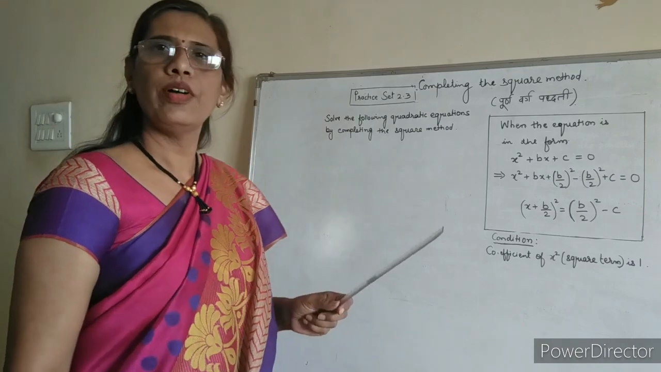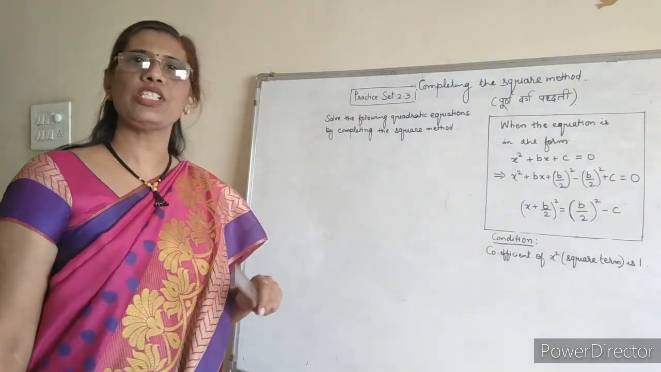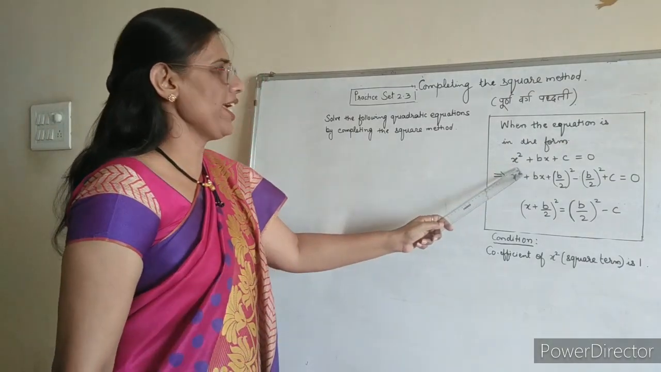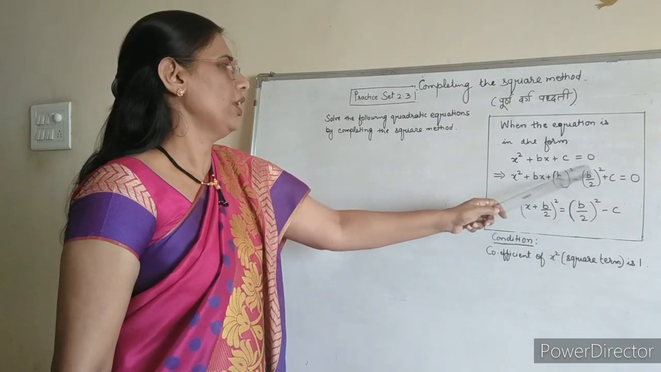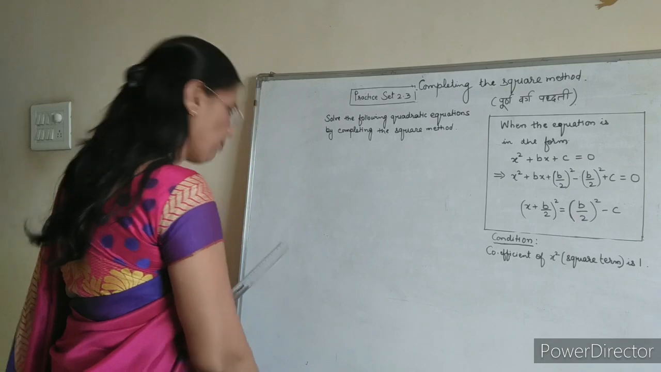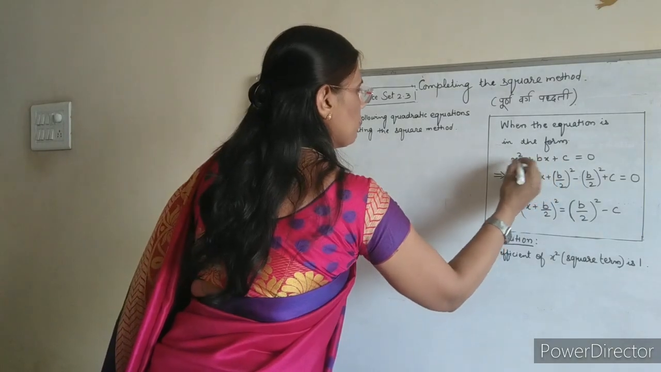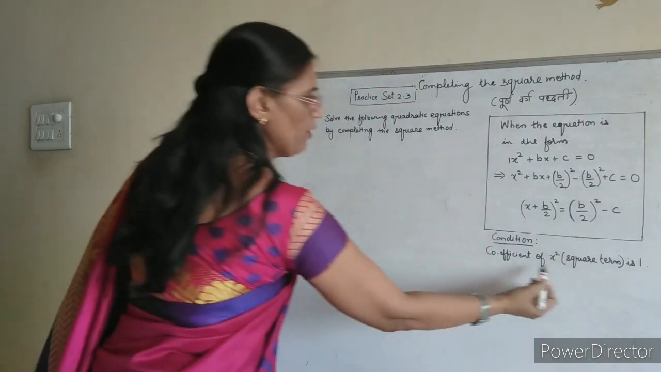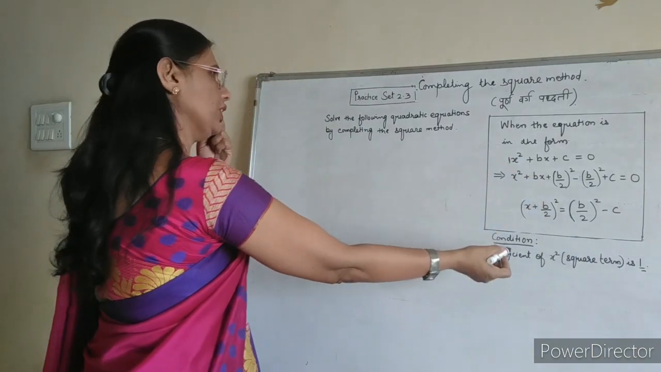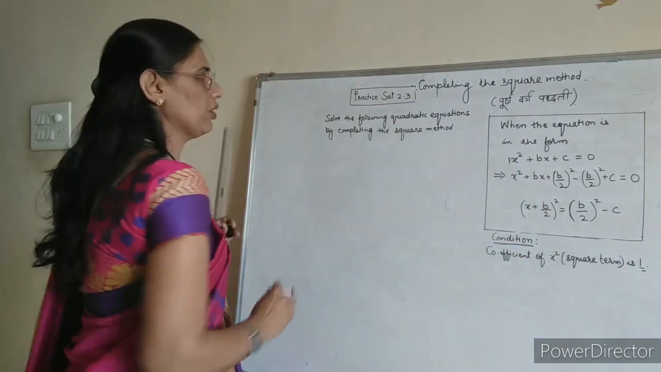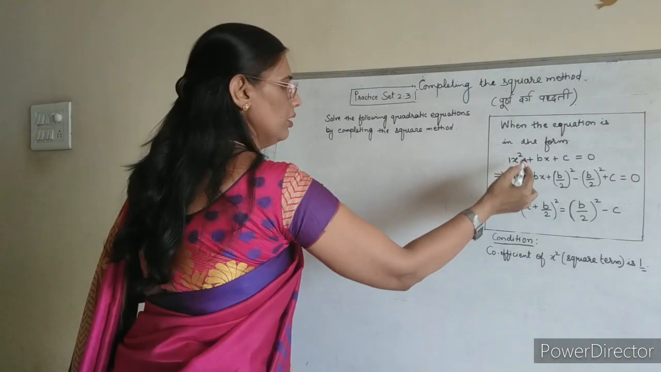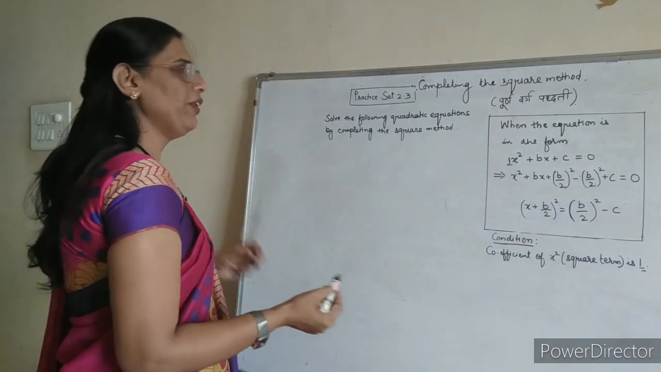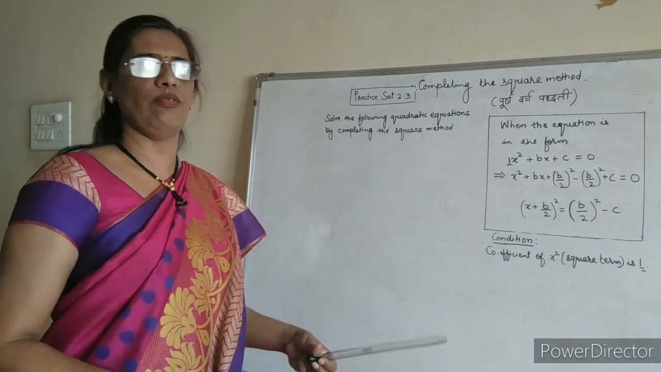We know the general form of a quadratic equation is ax square plus bx plus c is equal to 0. But here, the equation is in the form x square plus bx plus c is equal to 0. That means the coefficient of the square term, the coefficient of x square, is 1. This is the first condition while solving a quadratic equation by the completing the square method. If it is not 1, then make it 1 and then solve.